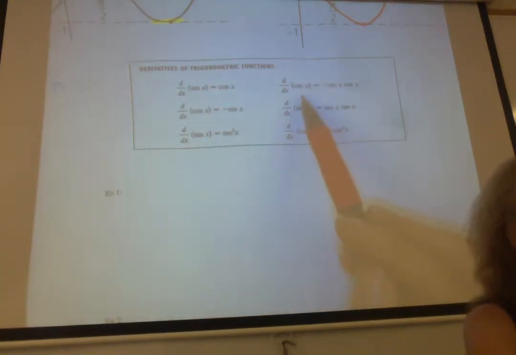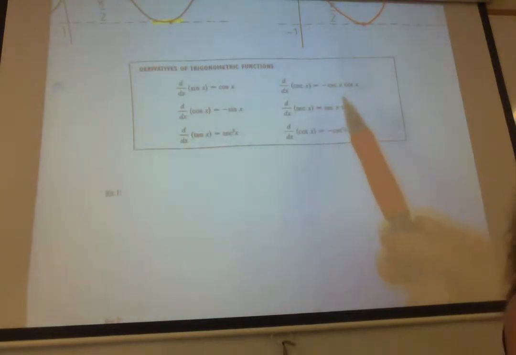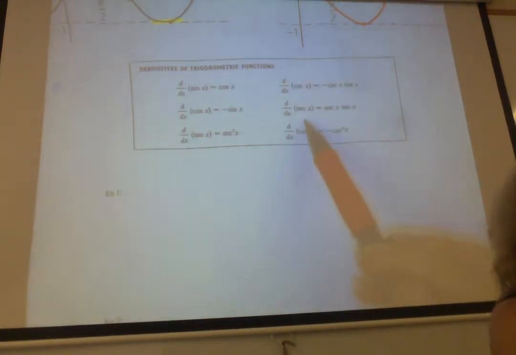So we have the derivative of cosecant is negative cosecant x cotangent x, and when they're right next to each other, this means multiplying. And we have secant. The derivative of secant is secant x times tan x. The derivative of cotangent x is negative cosecant squared x.